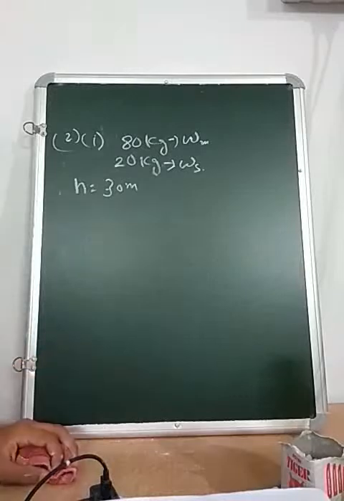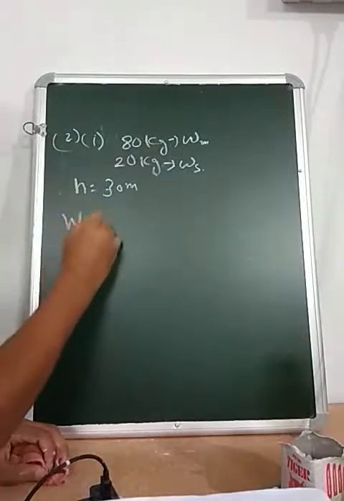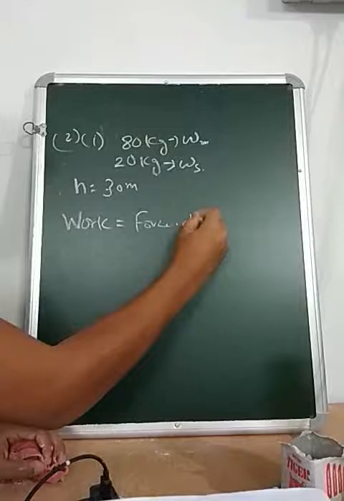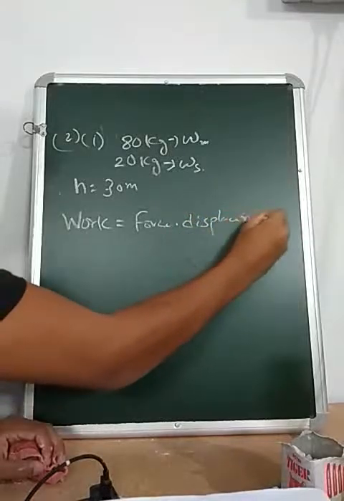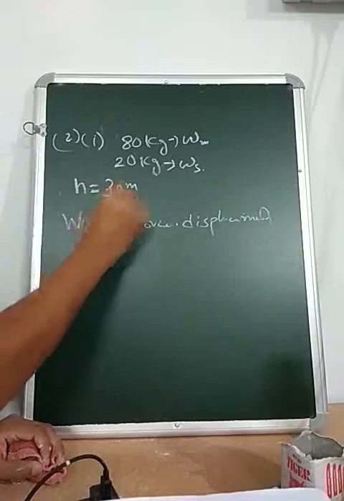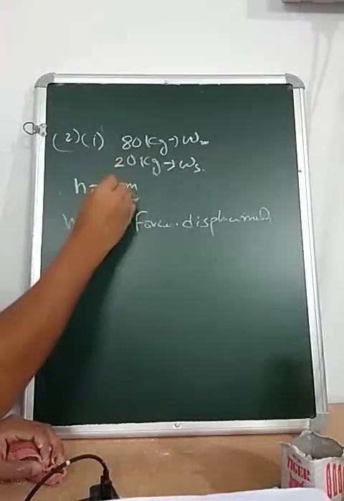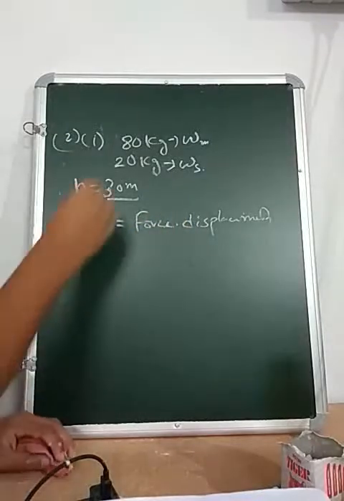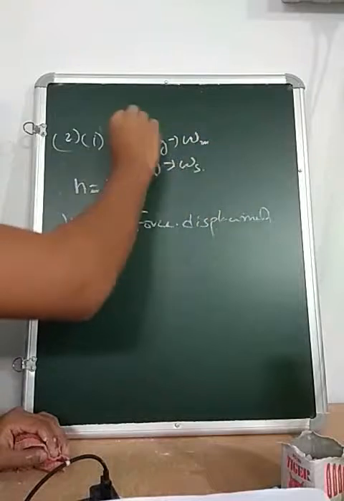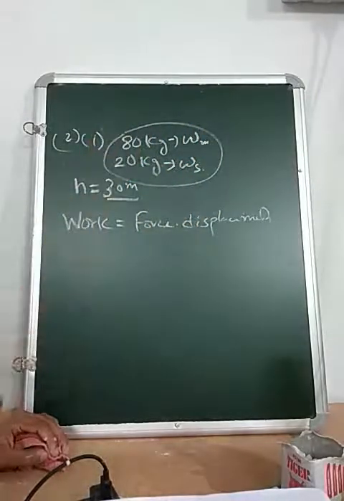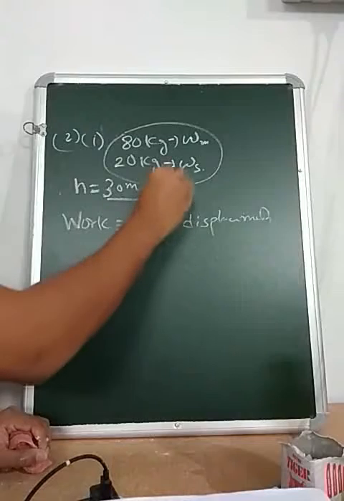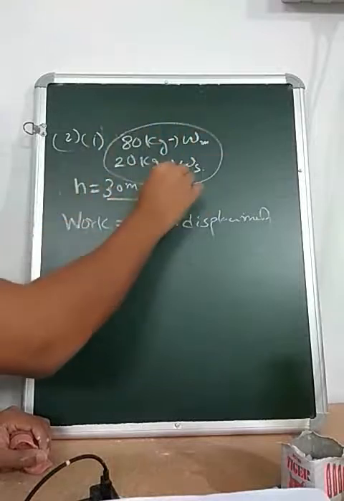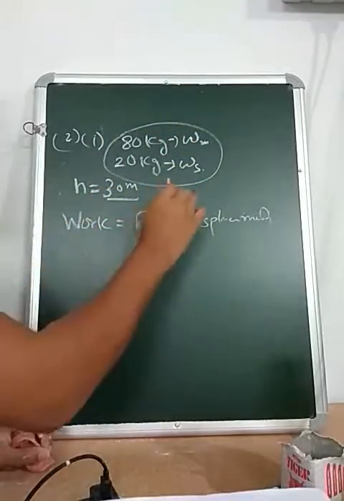For calculating work done, what do we need? Force and displacement. So what is the displacement here? 30 meters. He lifts this stone up to a 30 meter height. So we need force. Here the man along with the stone is acted on by what force? Gravitational force. If you consider both the man and the stone as a system, the system will experience gravitational pull.